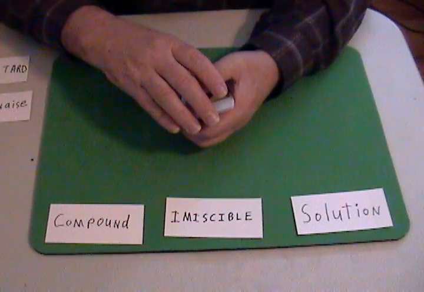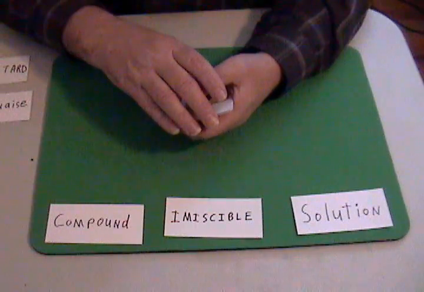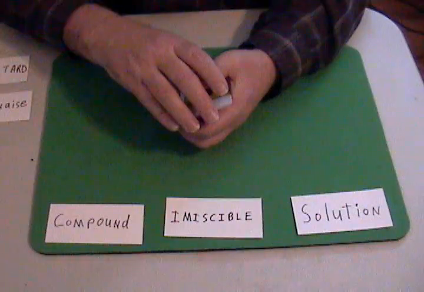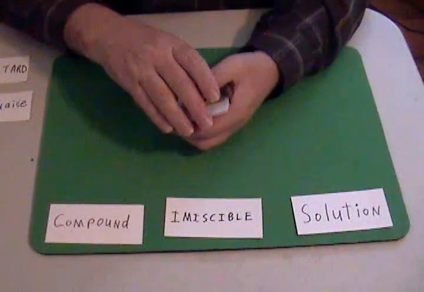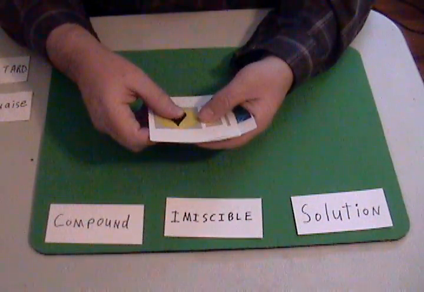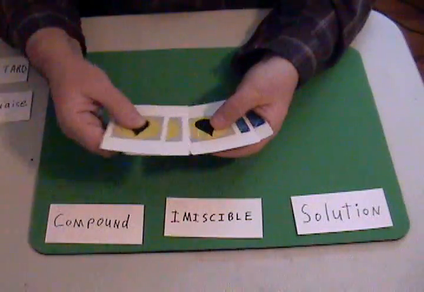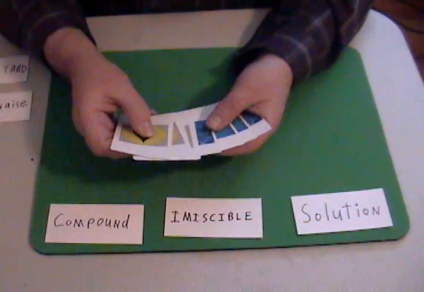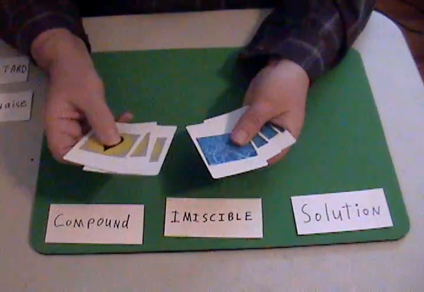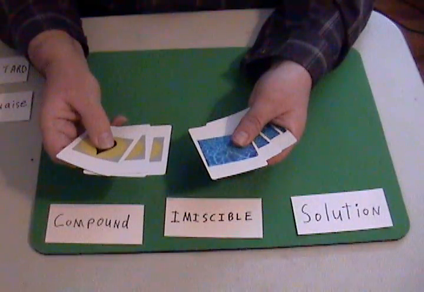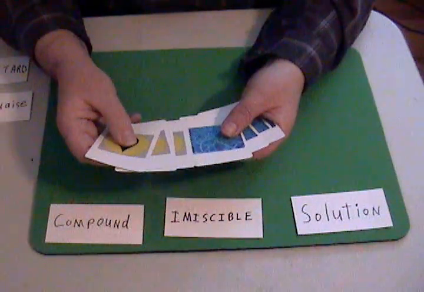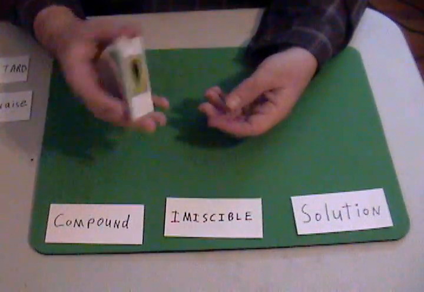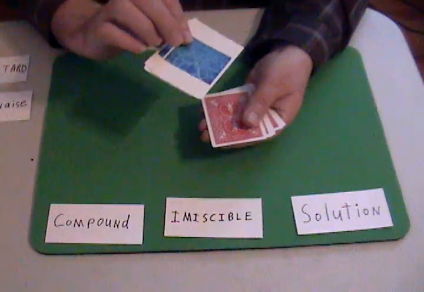Now, when something is immiscible, it means that you cannot make it turn into a solution, that the two materials will not mix. The most common example of that is oil and water. I, for instance, have here four oil and four water. Oil and water do not mix. Let's see if that's true. The bottom layer is oil, the top layer, of course, is water.